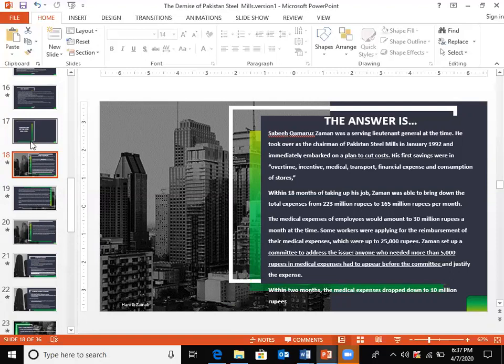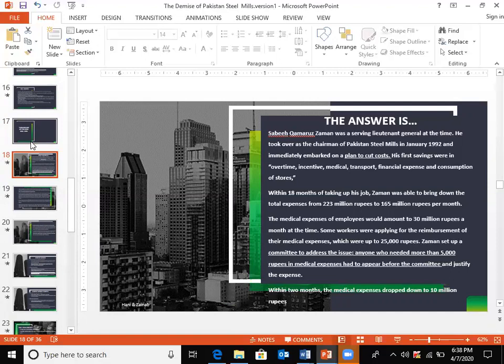And he also started noticing that a lot of workers would come in with medical expense bills. They seemed very excessive. And so he started looking into what's going on, and he implemented a couple of rules. He was not unfair in any way, but he said that if anybody needs more than 5,000 rupees in medical expenses, they needed to come before a committee. And it was interesting because as soon as he implemented this rule, within 2 months, the medical expenses dropped down to 10 million rupees, all the way from 30 million rupees a month.